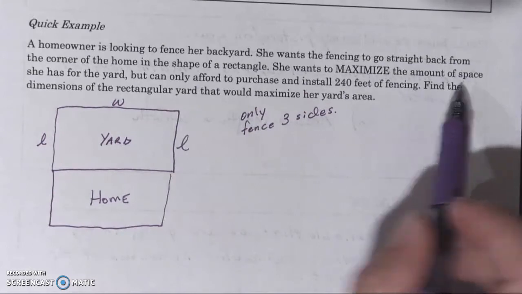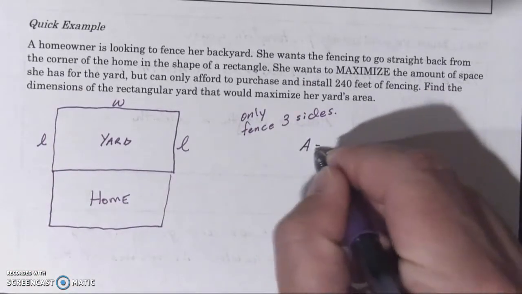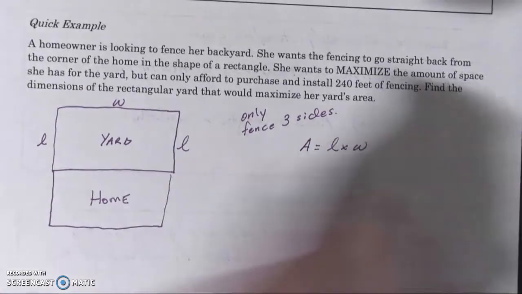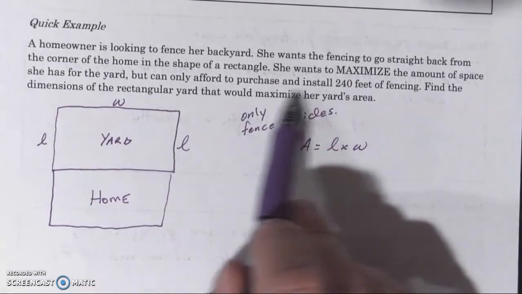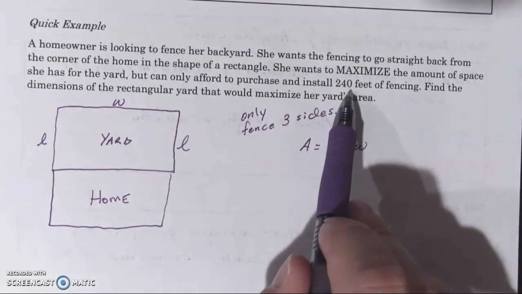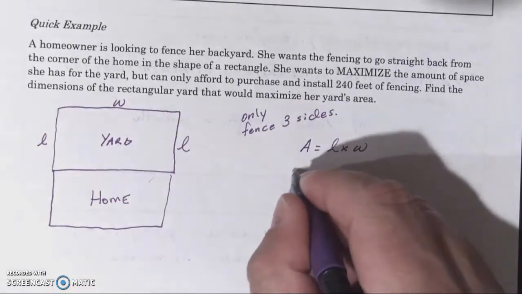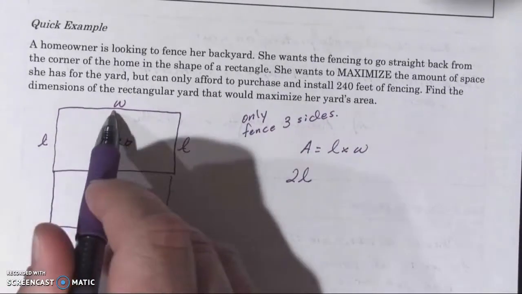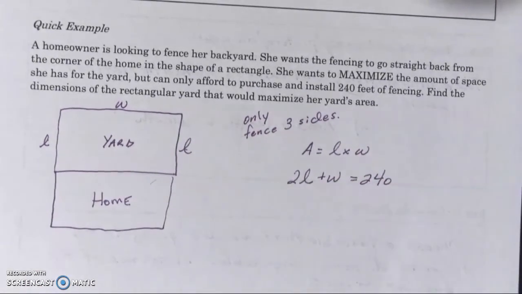we want to maximize the amount of space she has for the yard. That would be the yard's area. We know that area equals length times width. Okay, we also know that it says that she can only afford to purchase and install 240 feet of fencing. Okay, that would have to be the perimeter. So 2L plus W has to equal 240.